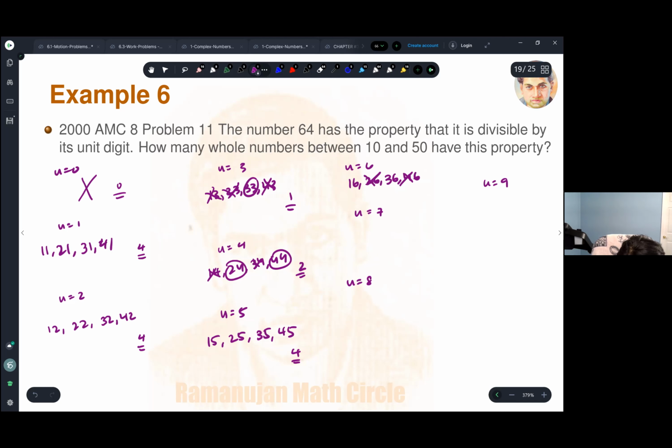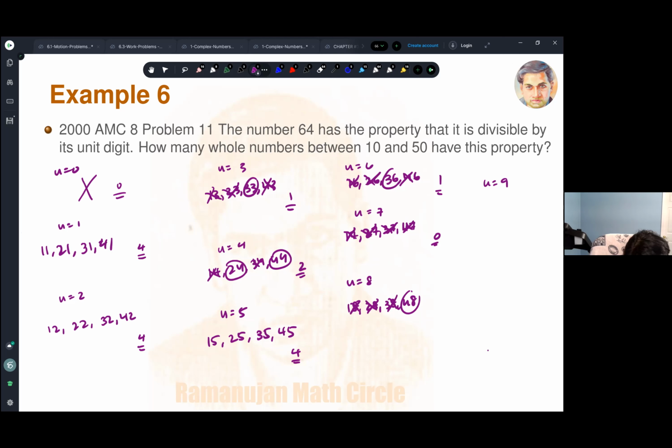None of these work, so it's just this. So 1. Then 17, 27, 37, 47. None of these work. So that's 0. Then here it's 18, 28, 38, 48. None of these work except this one. And so that's 1. And then 9 is 19, 29, 39, 49. In fact, none of these work.